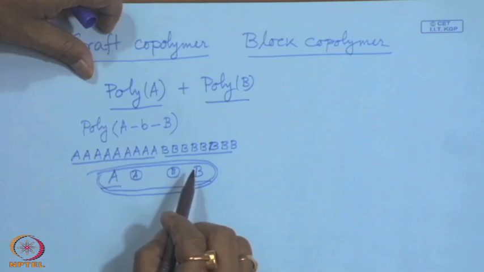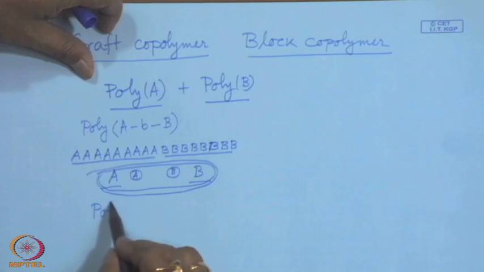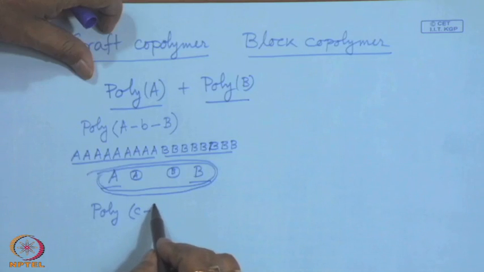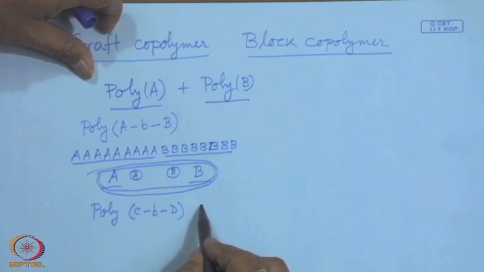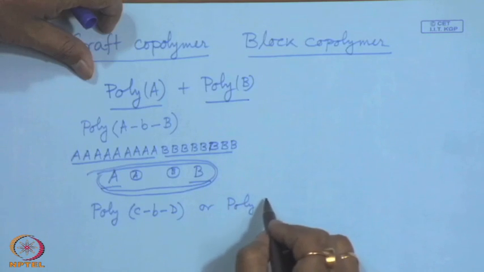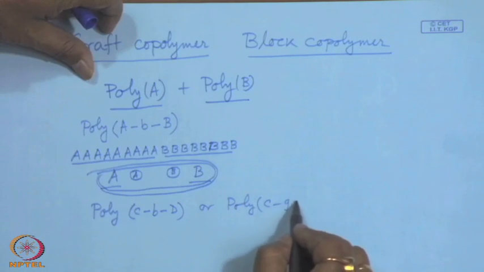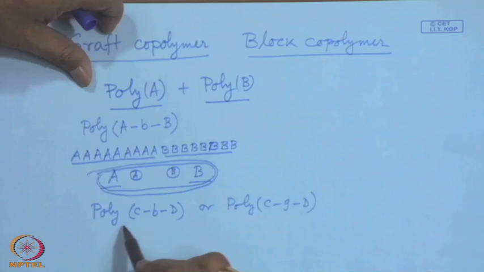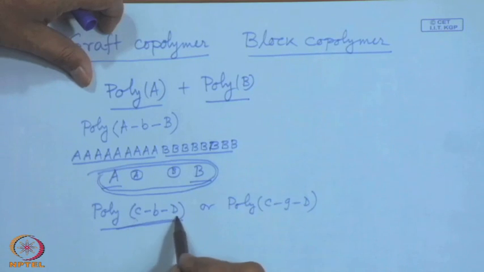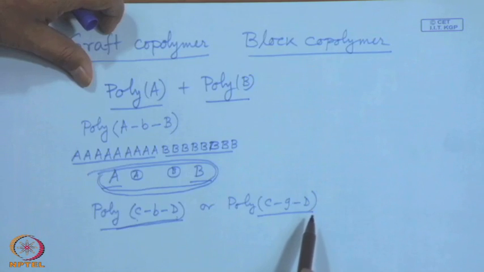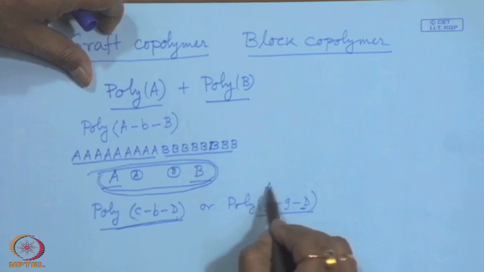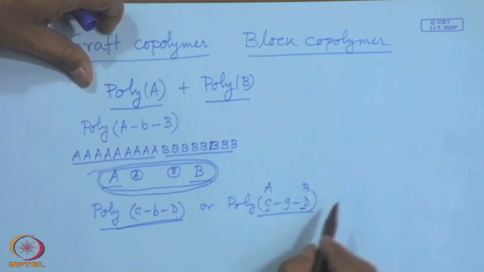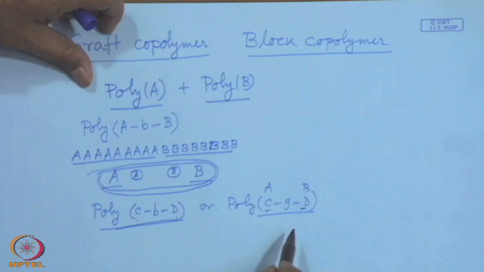Alternatively, one can use a poly C block D, or poly C grafted D. So, one can take a block copolymer of C and D, or a graft copolymer of C and D, where C and D are compatible with A and B respectively, but are not miscible with them.